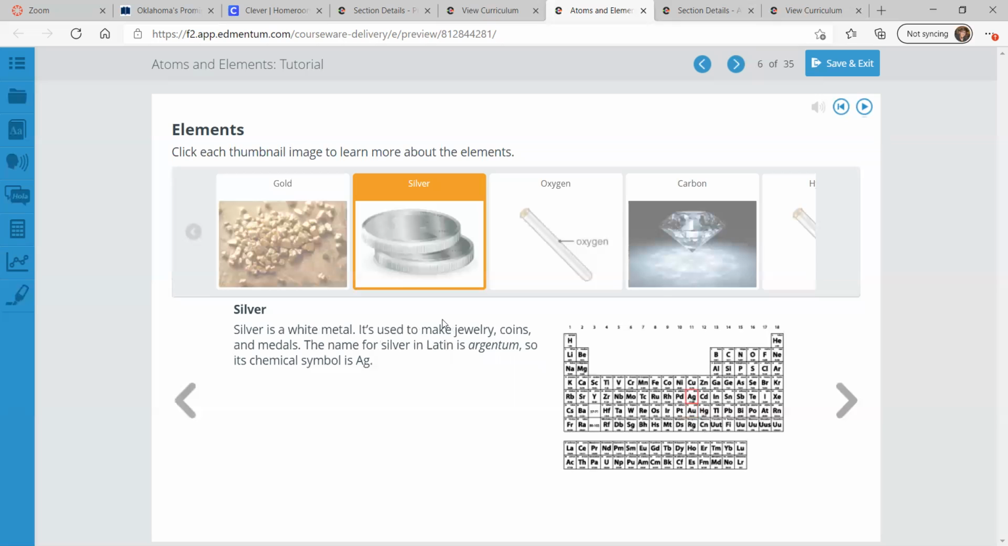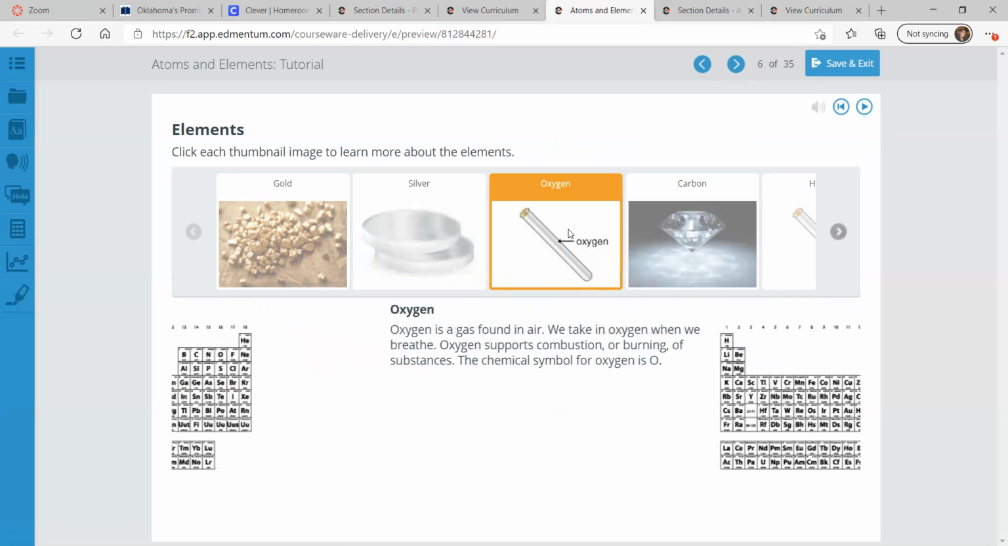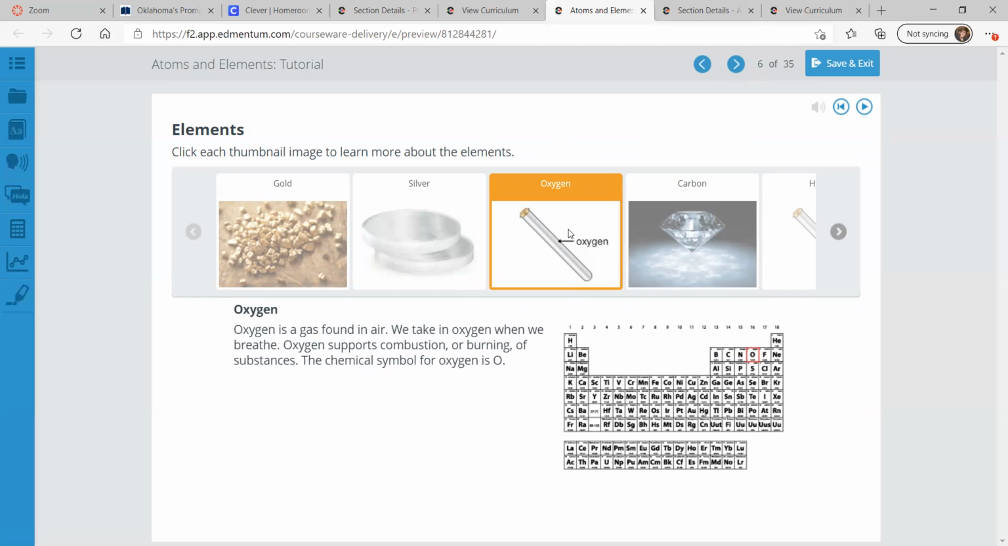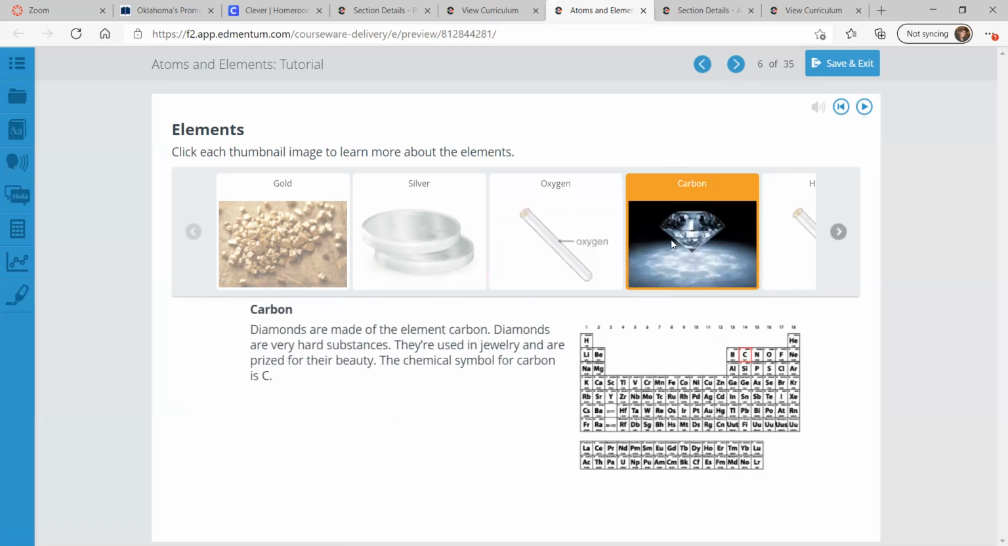Silver is a white metal, and it's also used for jewelry, coins, and metals. The name for silver in Latin is argentum, and that is why Ag is the chemical symbol for silver. So back to Latin again. Oxygen is a gas found in air. We take in oxygen when we breathe, and oxygen supports combustion or burning of substances. The chemical symbol for oxygen is O, so that one makes sense.